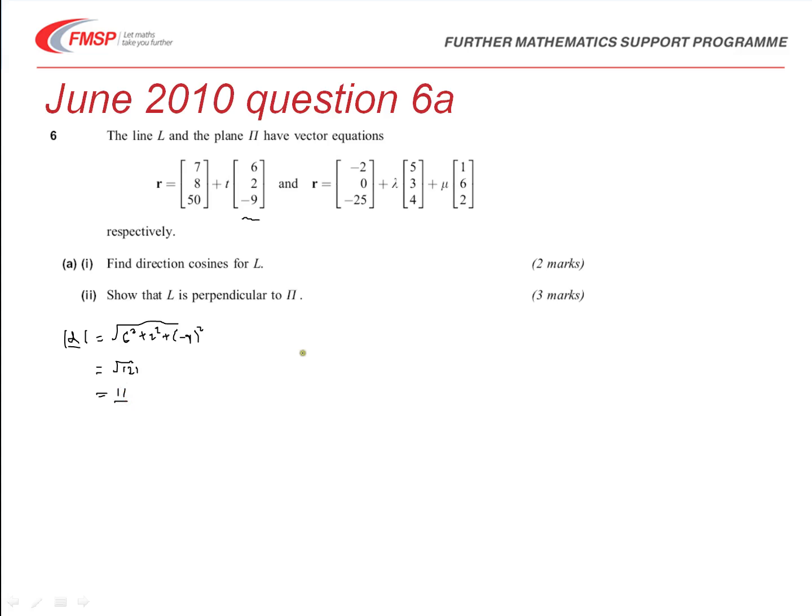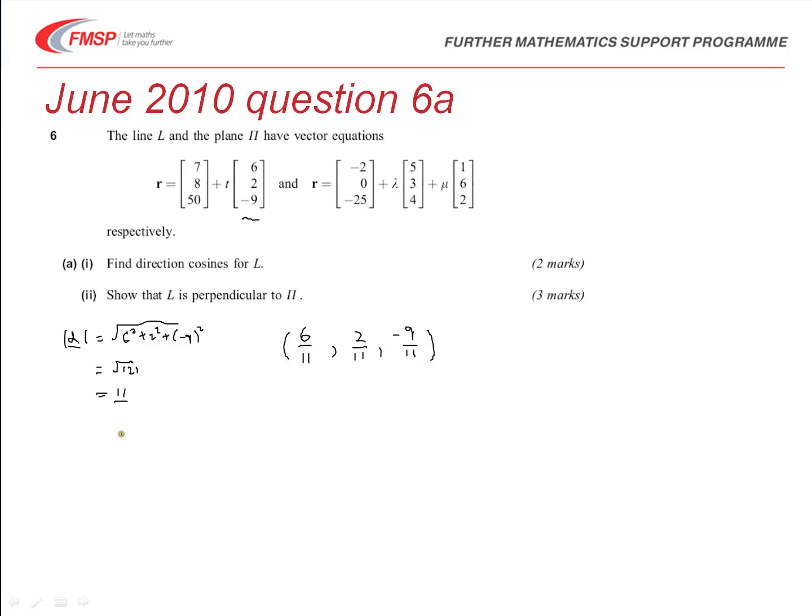And so our direction cosines in turn will then be 6 divided by 11 and 2 divided by 11 and negative 9 divided by 11. Okay, and we could just put a bracket around those to show each one of those in turn.